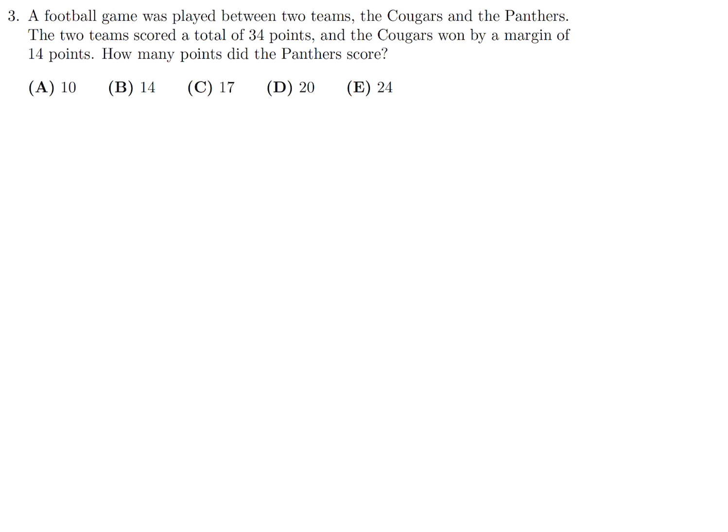A football game was played between two teams, the Cougars and the Panthers, and the two teams scored a total of 34 points. And the Cougars won by a margin of 14 points. How many points did the Panthers score? So the Cougars won by a margin of 14. So that basically means that C is equal to P plus 14 if C and P are representing the scores of the Cougars and Panthers respectively.